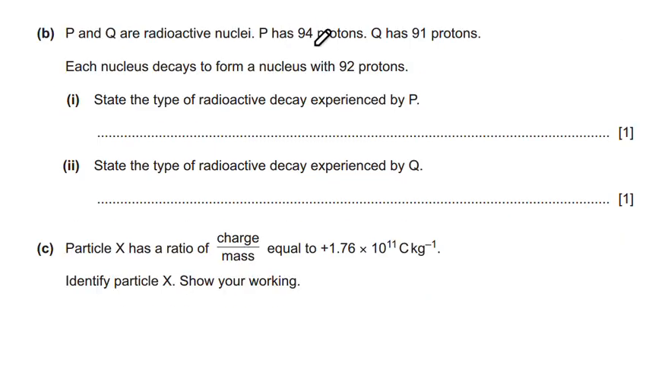Two elements, one with 94 and one with 91 protons, both decay to form 92 protons. With respect to B, this is a decrease by 2, so it is alpha. With respect to Q, this is an increase by 1, so it is beta negative, where a neutron decays to a proton, a beta negative electron, and an anti-neutrino.